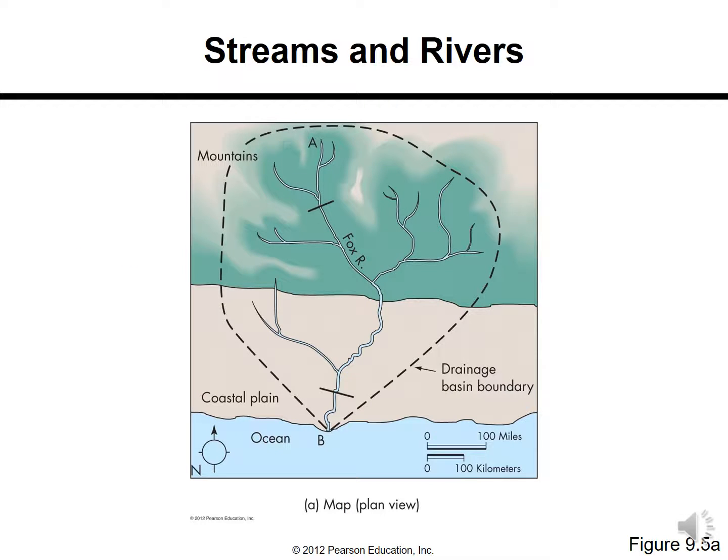Here's a picture of a drainage basin, and this is the drainage basin boundary, and you can see these little streams come together and form the major river. And eventually this is where you are talking about the delta, where the river is dumping into the ocean. This is mountains, highland, and this is lowland or coastal areas.